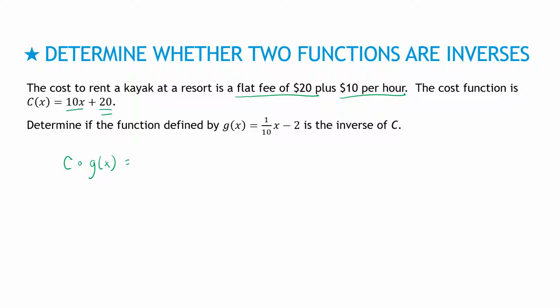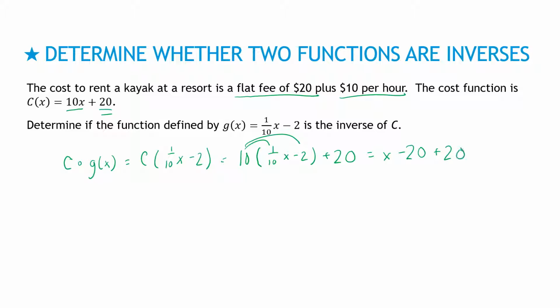And that would be c of 1/10 x minus 2, which would be 10 times 1/10 x minus 2 plus 20. 1/10 times 10 is x. 10 times minus 2 is minus 20. Then the plus 20, those cancel to give me x. And then I would check it in the opposite direction, g of c of x. So g of 10x plus 20.